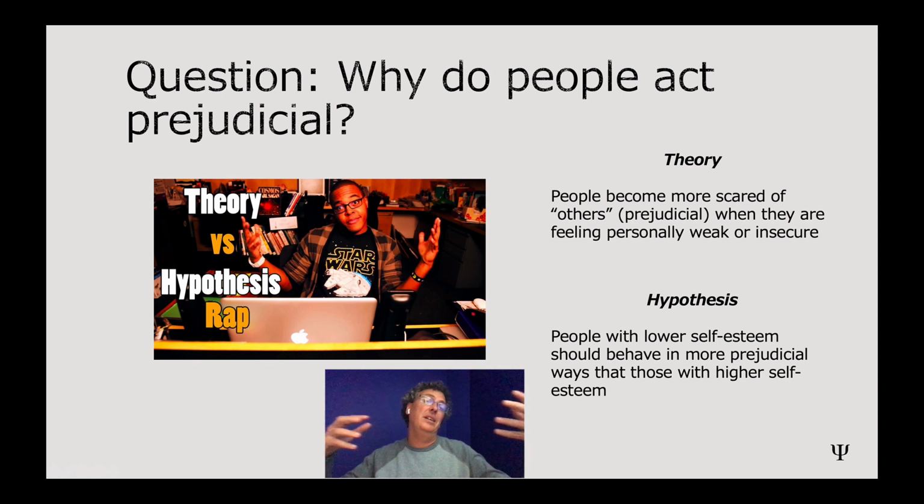Now notice that's kind of a big thing, right? And it kind of says, hey, anytime you're feeling weak for any reason, you might be more likely to be prejudicial towards some other person who's different from you in some way. Big. We want to get to an experiment. And so our first step is to go from that big theory to a much more specific hypothesis that's connected to that theory. And so here's a more specific one. People with lower self-esteem should behave in more prejudicial ways than those with higher self-esteem. That follows from the theory, but it's become more specific now, right? We're focusing on self-esteem, low versus high, and we're focusing on prejudicial kind of behavior. And so this starts to sound like something we can test.